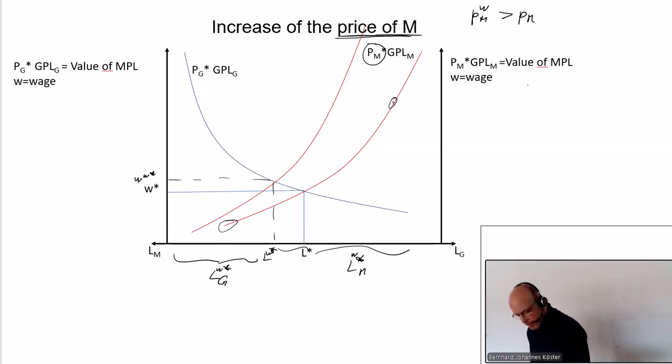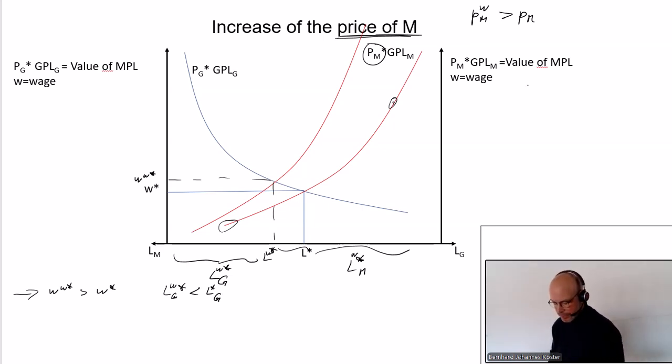So in the end, what we have is that VW star is larger than V star, LWG is smaller than our starting level in the agricultural sector, LWM star is larger.